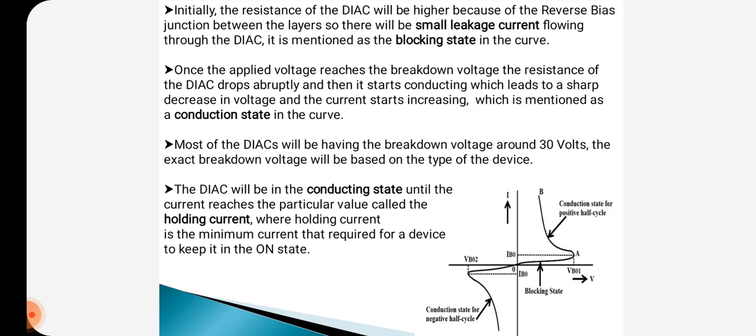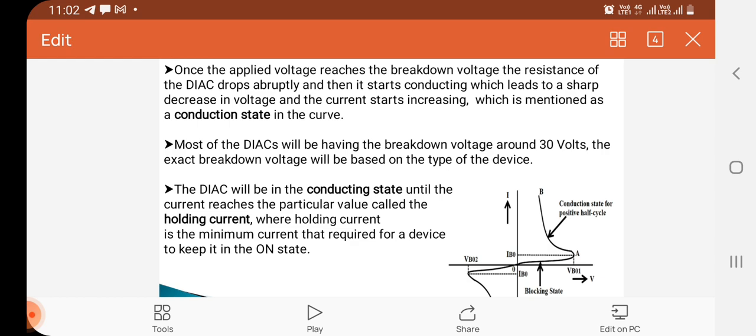Most of the DIACs will have a breakdown voltage around 30 volt. The exact breakdown voltage will be based on the type of device. Then the DIAC will be in the conduction state until the current reaches a particular value called the holding current, where holding current is the minimum current required for a device to keep in the on state.